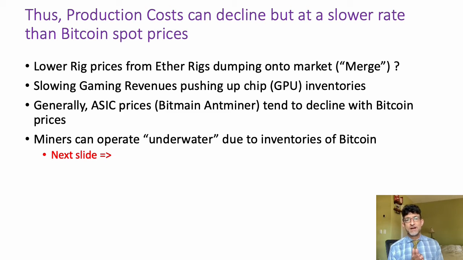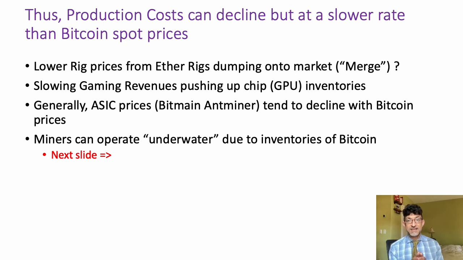Second, ASIC price is also going to be affected by slowing gaming revenues. Remember, during the COVID of 2020, there was a stay-at-home trend where everyone was staying home, watching Netflix, playing video games, but that's no longer the case. People are actually going out now and doing stuff. Because of that, we have some higher inventories in gaming chips.